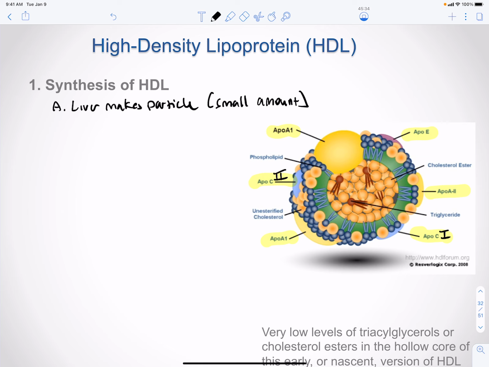A second method of making a high-density lipoprotein particle is budding. It's a budding of apoproteins from chylomicron and very low-density lipoprotein particles as they're digested by lipoprotein lipase.